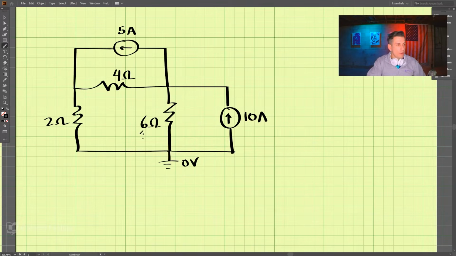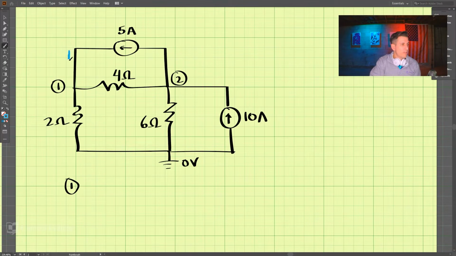Now let's label our other nodes. We have another node here, we have a node here, and then we also have another node here. So I'm going to label those 1 and 2. Okay, so we have our reference. Now let's do KCL for our nodes. So I'm going to do node 1 first off. And let's draw our current.